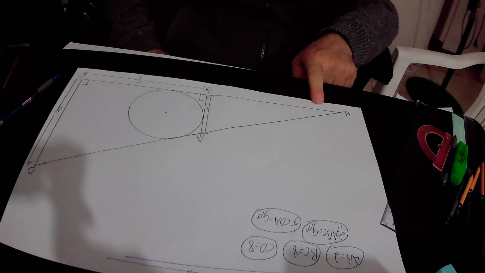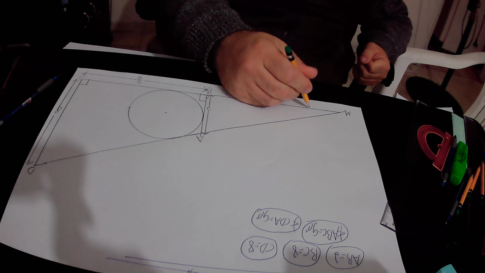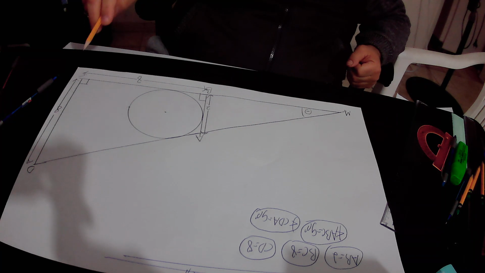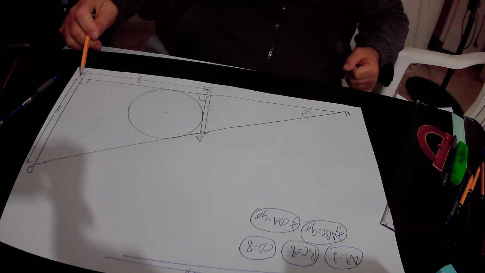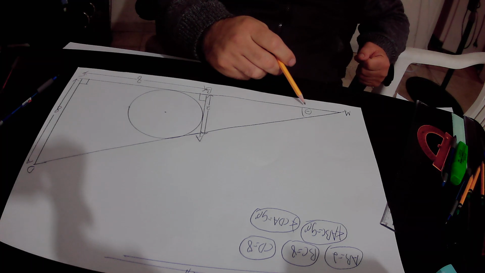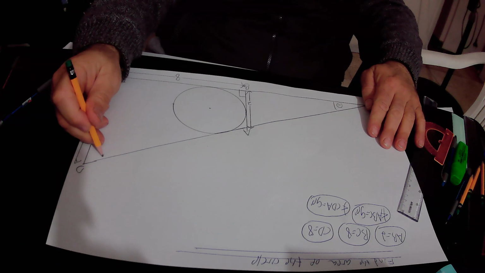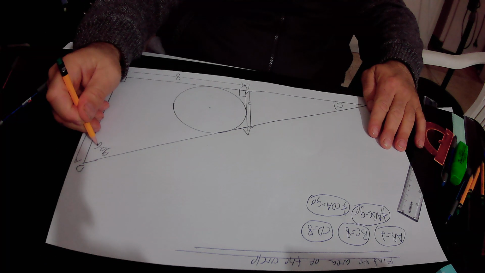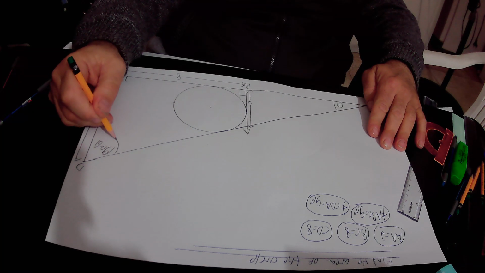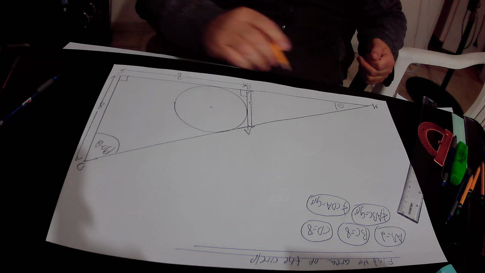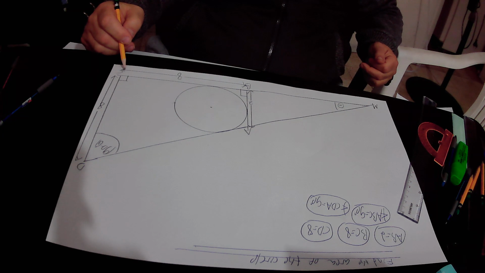We will define this angle as theta, and we will focus on the right big triangle, triangle DCM. In the right big triangle DCM, this angle equals 90 degrees, this angle equals theta. Therefore, the missing angle here must be equal to 90 degrees minus theta. Why? Because 90 degrees minus theta plus theta is 90 degrees, and 90 degrees plus 90 degrees equals 180 degrees. That is the sum of the angles in any triangle.